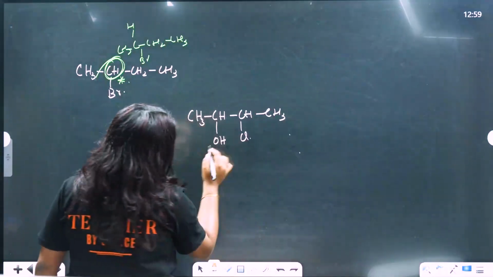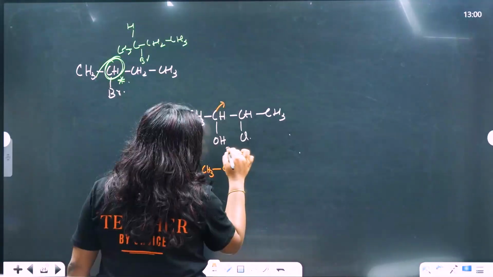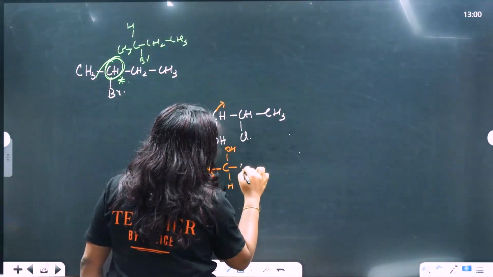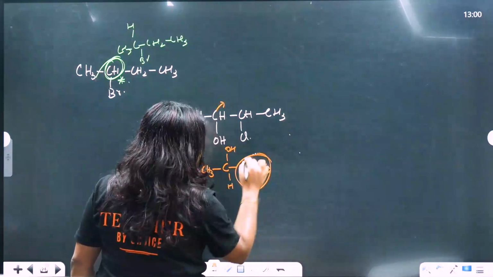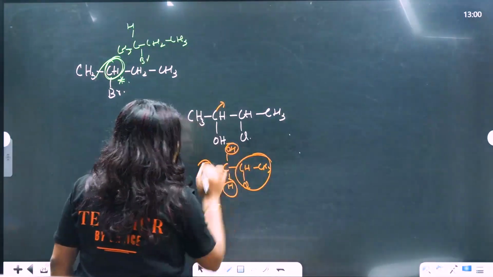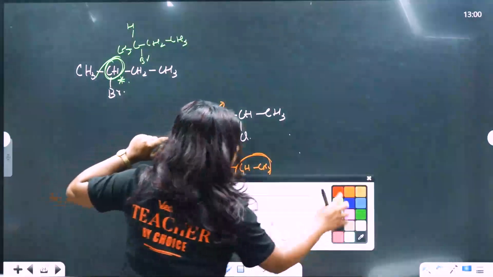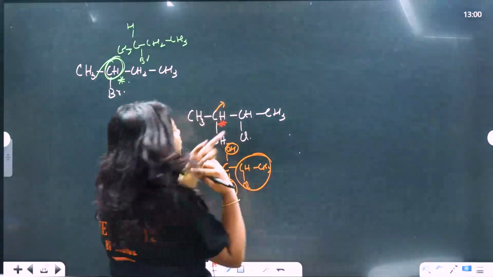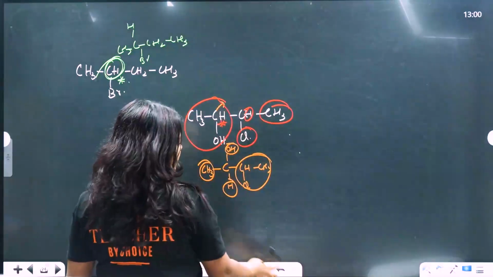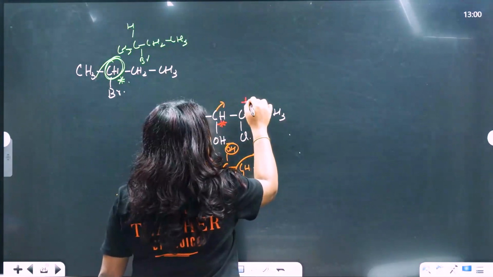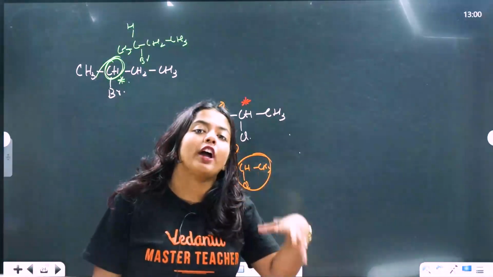Now coming to this carbon, one is CH3, one is OH, one is hydrogen, and one is CH3Cl, which means this is one group, this is one group. So there are 4 different groups for this carbon, which means this is a chiral center. The other carbon is the same, with hydrogen as one group and the rest as another group. So how many chiral centers are there? There are 2 chiral centers altogether. This is how you find the chiral center.